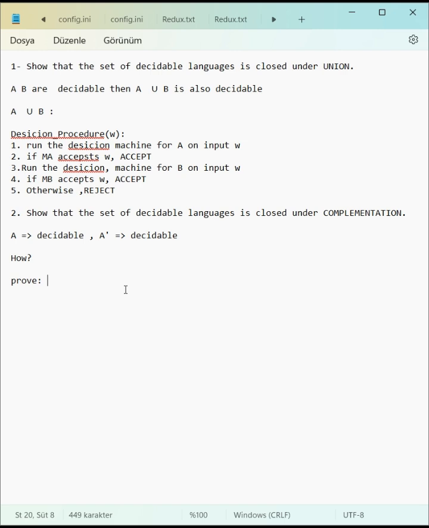Construction. Let's take a decision Turing machine M for language A. Then create a new machine, M complement, that runs M on the input and accepts if M rejects, and rejects if M accepts.